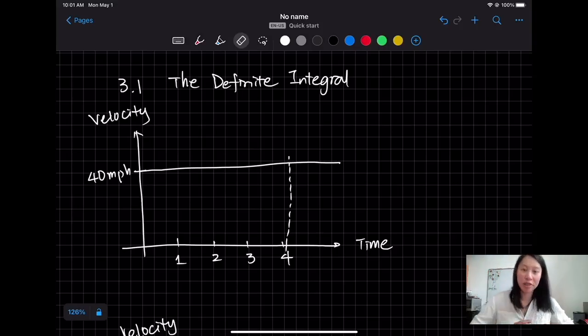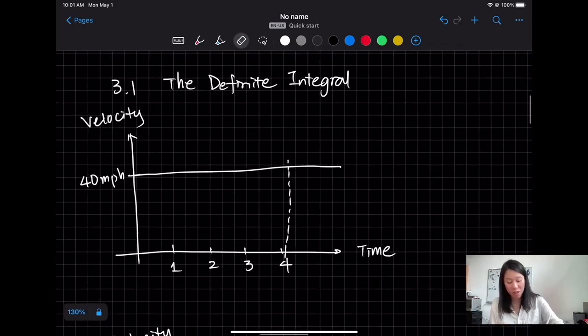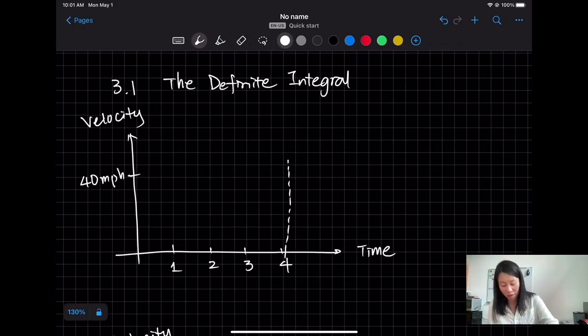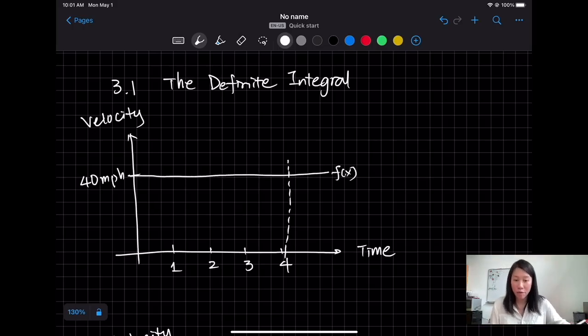Hello, in this video we're going to talk about the definite integral. This graph represents a car driving at a constant speed of 40 miles per hour. So how far does the car travel?